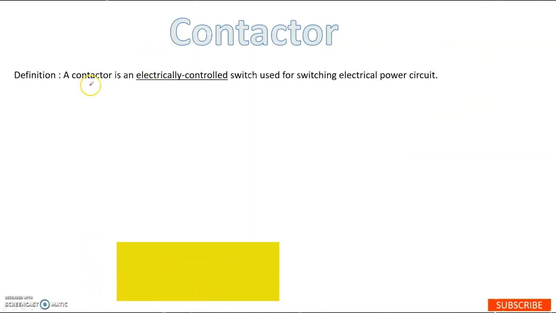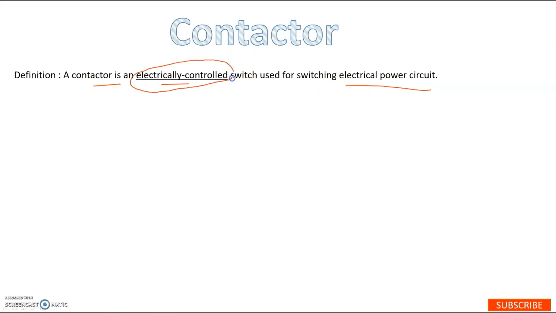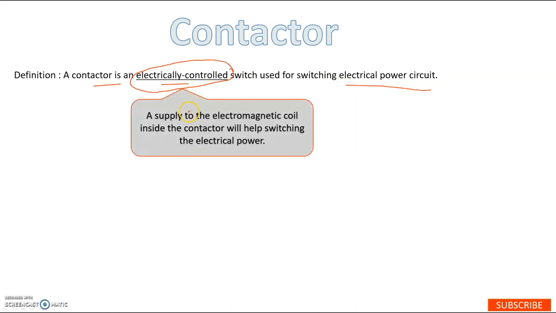The basic definition says a contactor is an electrically controlled switch used for switching an electrical power circuit. The definition is very vague. Let us try to understand it. What do you understand by an electrically controlled switch? An electrically controlled switch means a supply to the electromagnetic coil inside the contactor will be given, which will help in the switching of power.